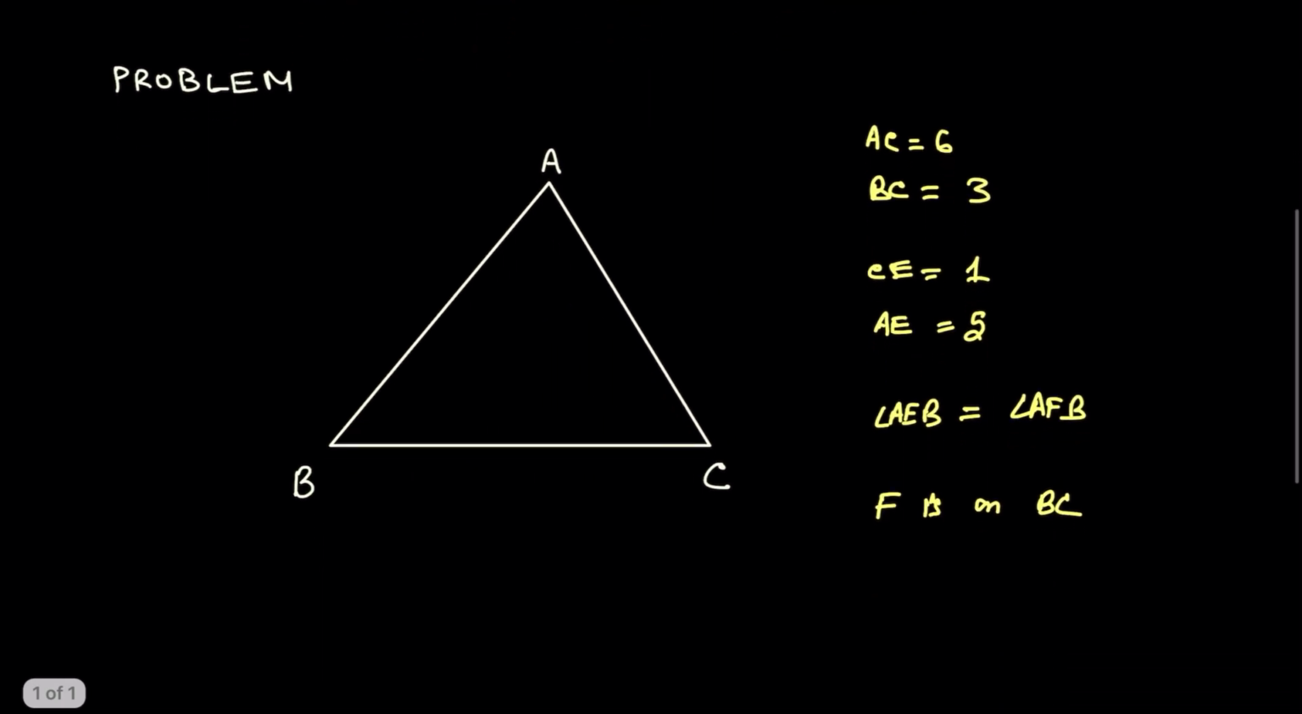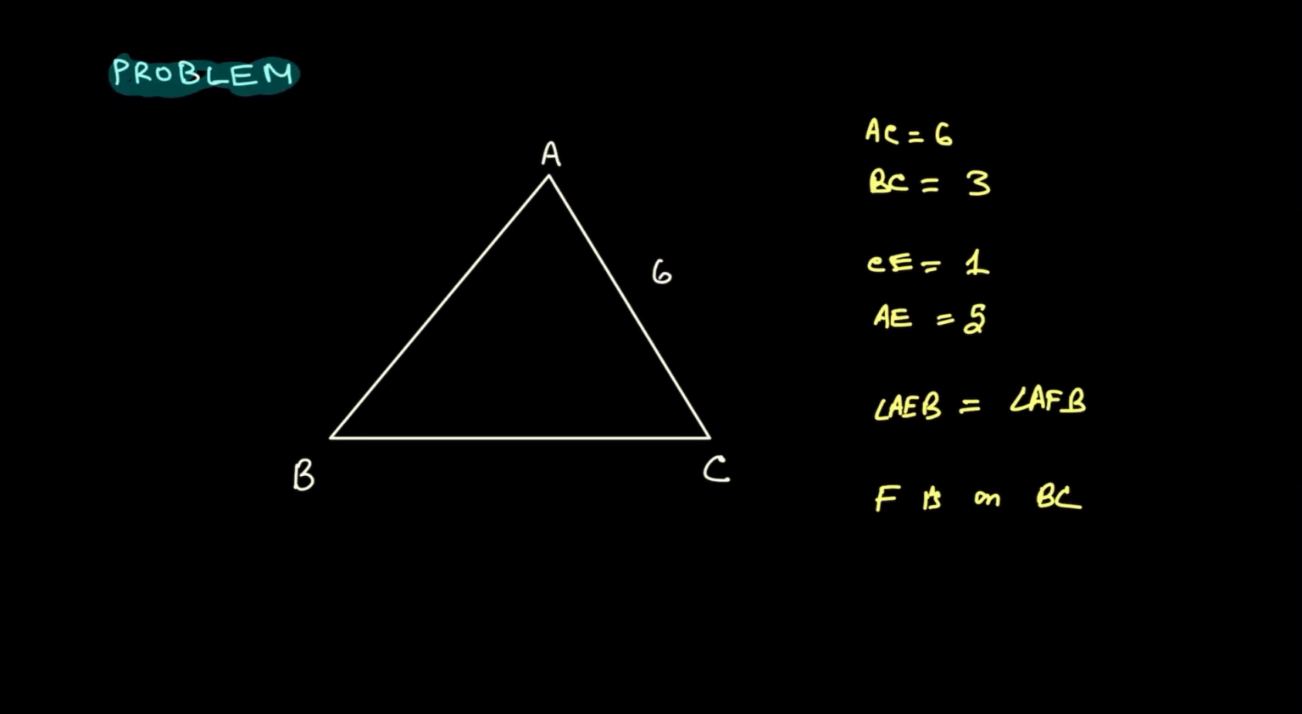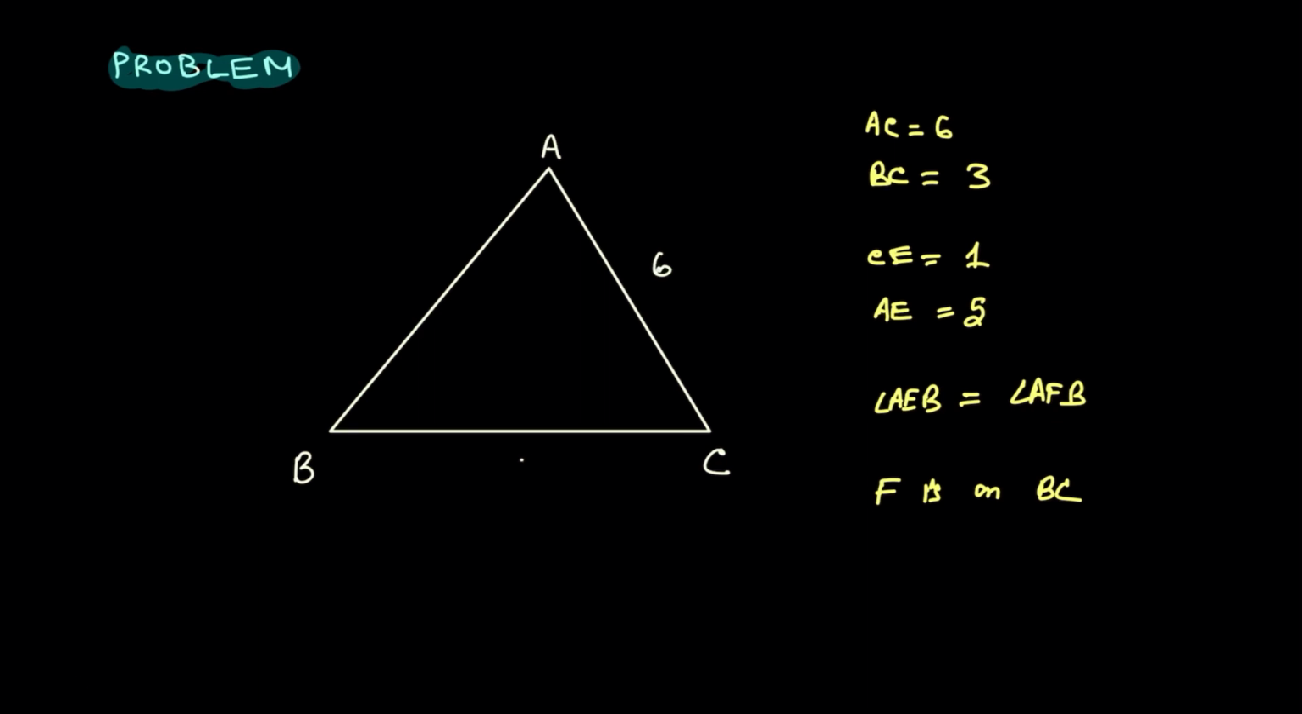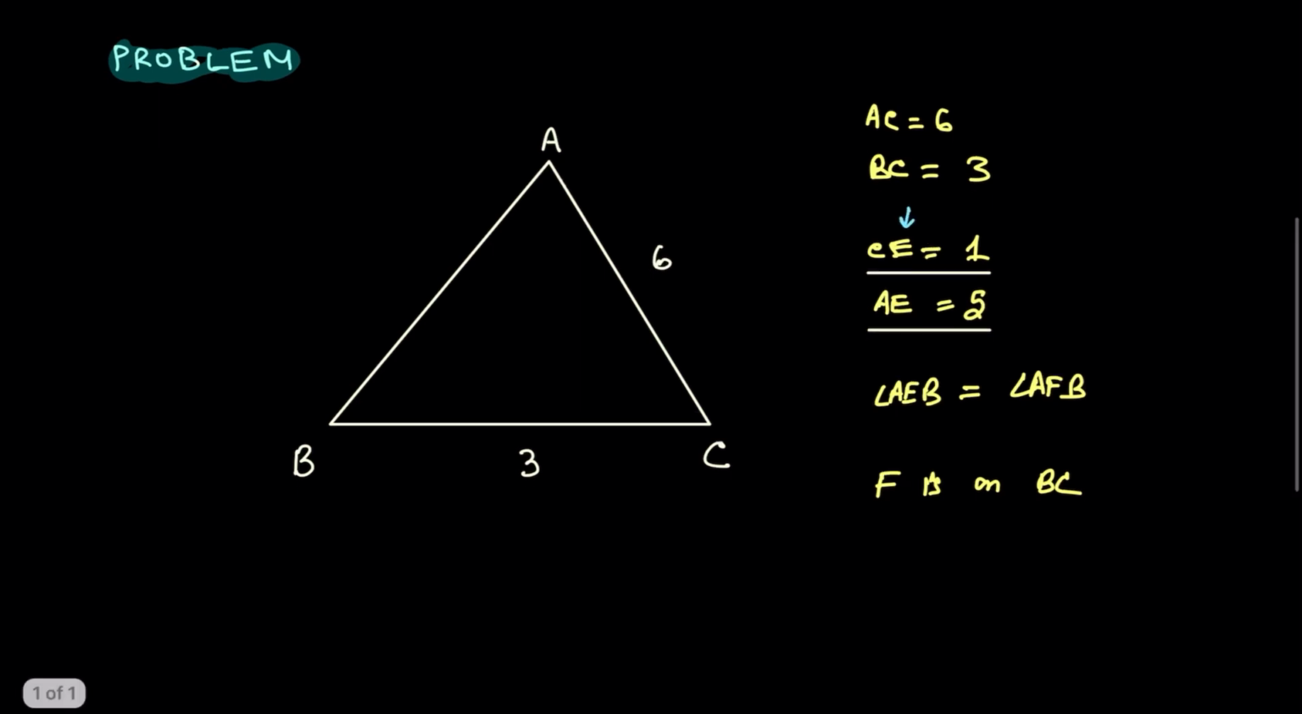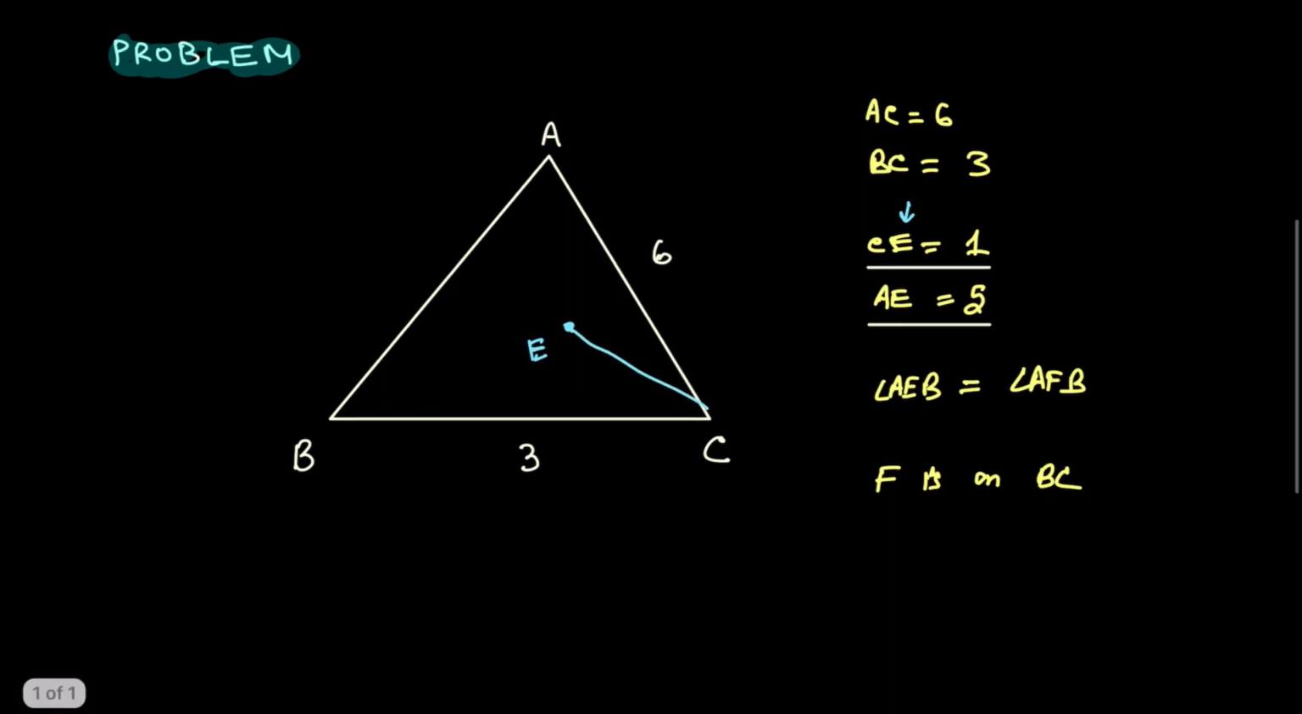So here is the problem. We have a triangle ABC and the side length AC is given to be 6, BC is given to be 3. E is a point such that CE is equal to 1 and AE is equal to 5. So we don't know where E is. We don't know the location of E. So let's draw E somewhere. It's given that CE is equal to 1 and AE is equal to 5.